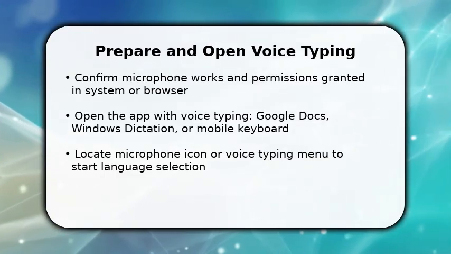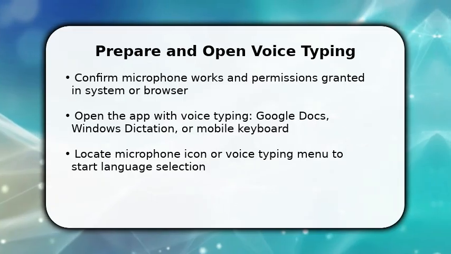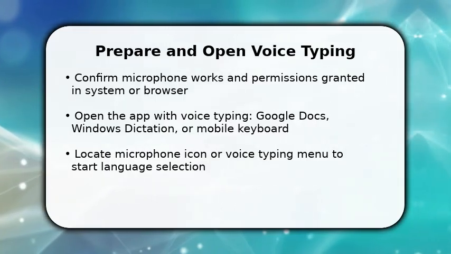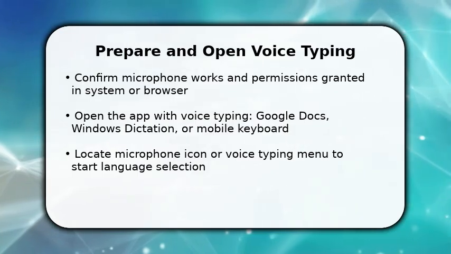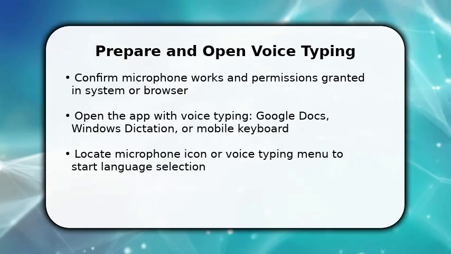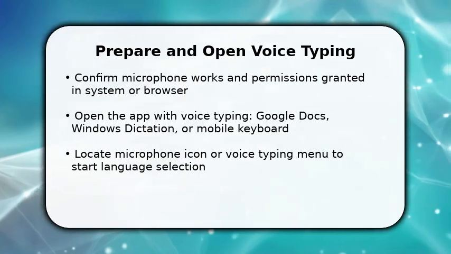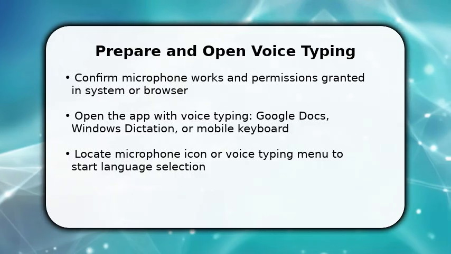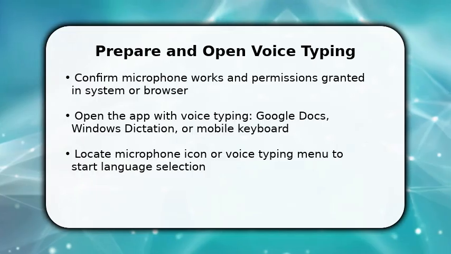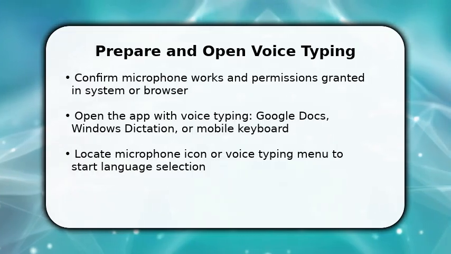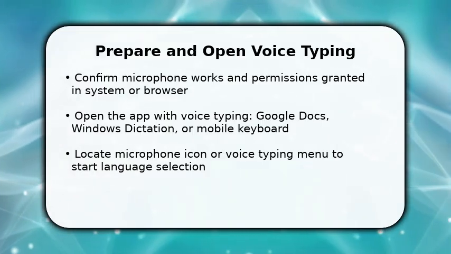You start by confirming that your microphone is functional and permissions are granted. This avoids interruptions. Open the app that supports voice typing, for example Google Docs, Windows Dictation, or your mobile keyboard. Once there, find the microphone icon or the voice typing menu. This is where language settings live. You do this first so you can change language before dictating long text, which reduces recognition errors and saves time when you switch languages mid-session.